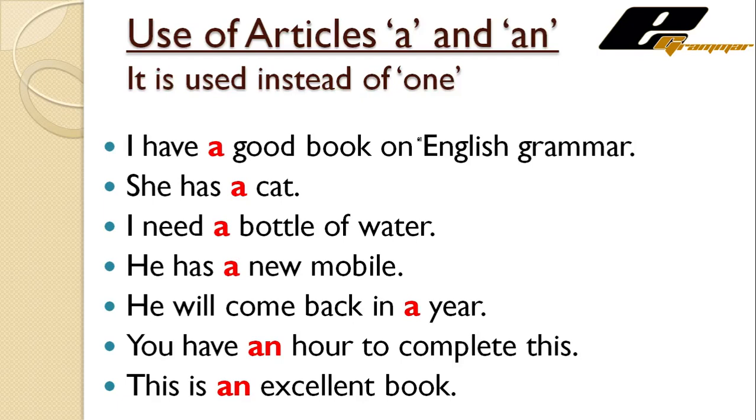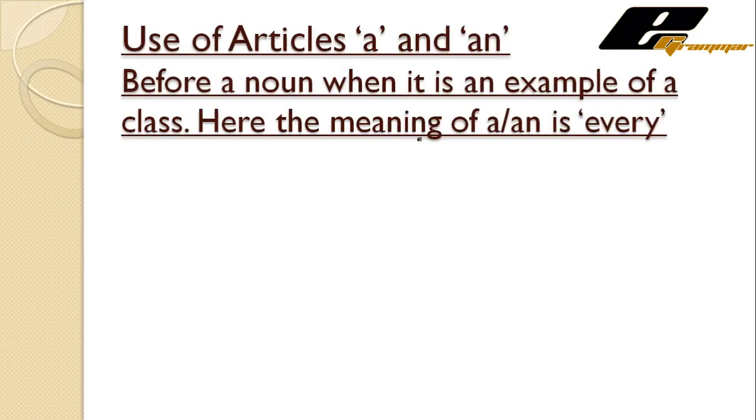Now in this part you have seen that for only a single thing we are going to use article a and an. Understood? Now let's move to the next part. Before a noun when it is an example of a class. Here the meaning of class is that it belongs to everything, but we're talking about one. See some examples for this so you will understand it much better.